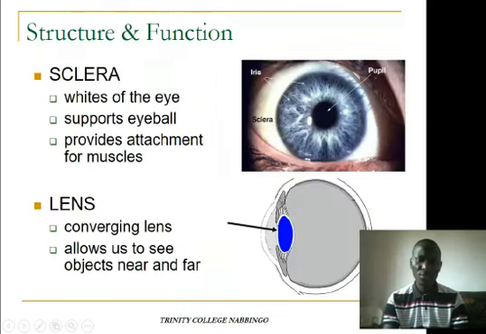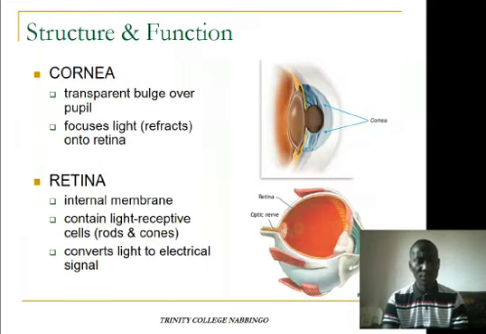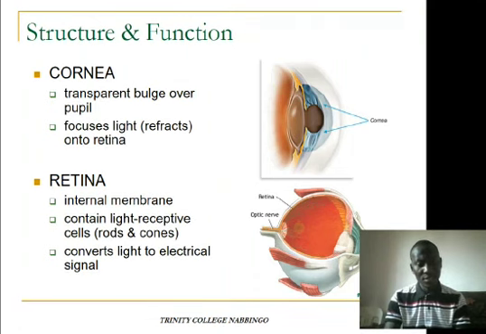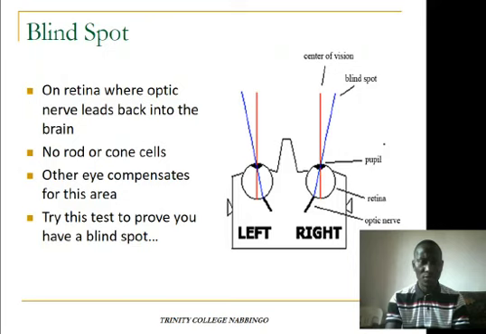Then you have the lens, the converging lens, which reflects light onto the retina. Then you have the cornea. The cornea, we said, is a transparent bulge that focuses light onto the lens. Then the retina is an internal membrane made up of many photosensitive cells, the rods and cones, where the image is formed.